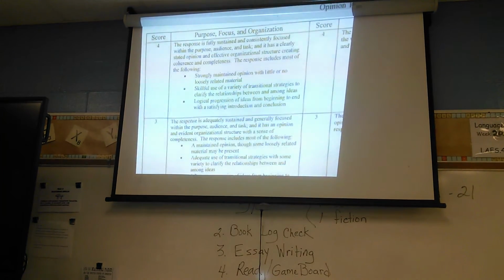All right, so it says, strongly maintained thesis with little or no loosely related material. Skillful use of a variety of transitional strategies to clarify the relationships between and among ideas. Some of you are still struggling to choose the transitional phrases accurately from the chart.